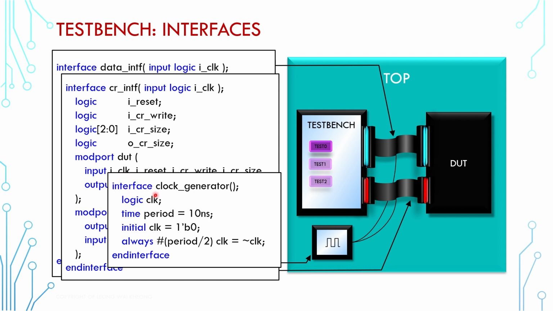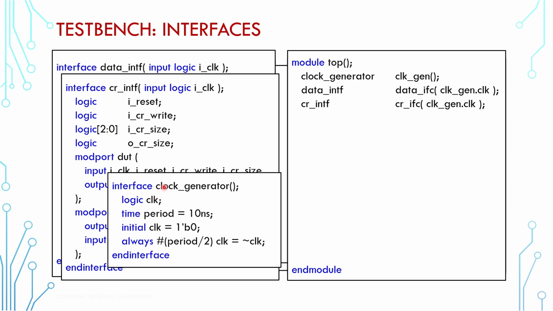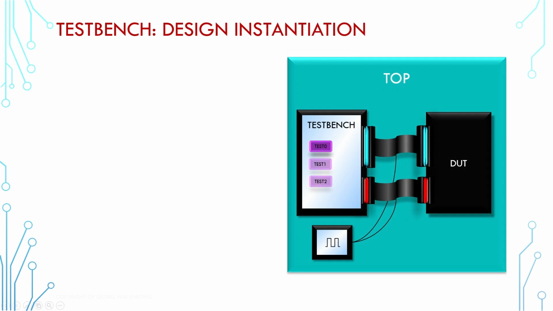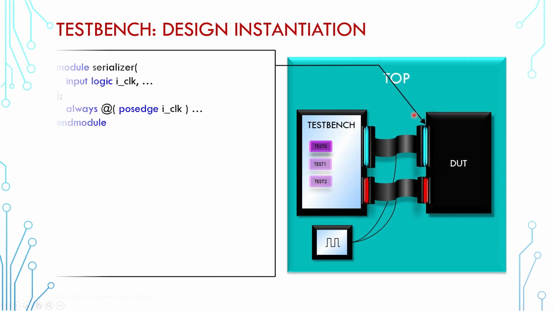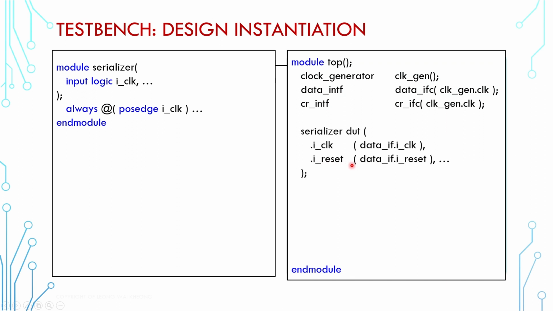Now that we have these three interfaces, we need to instantiate them in the top level. Note that the data interface and the config register interface both take in the clock from the clock generator. And now the design. This is the design in a short-formed manner, and this is to instantiate the design in the top level. We connect the interface wires to the design wire ports one by one.